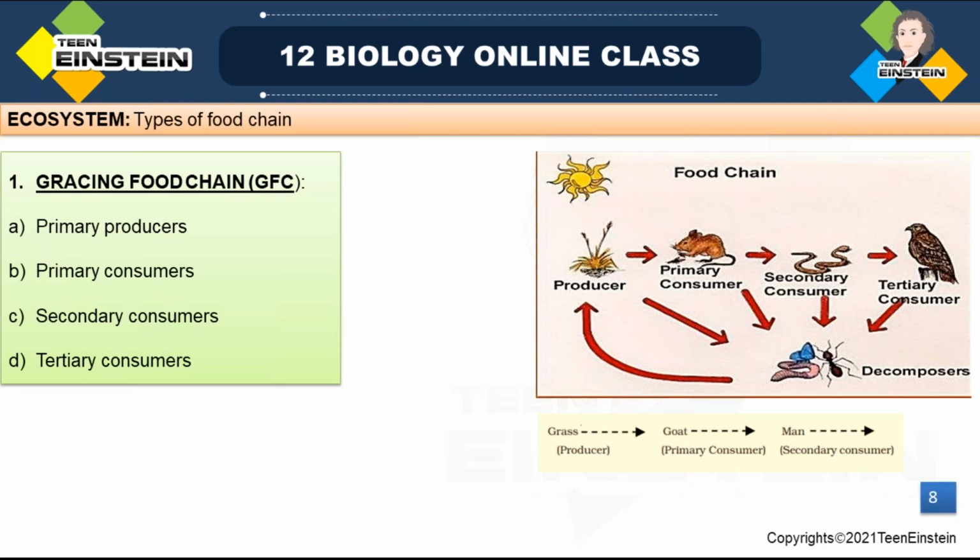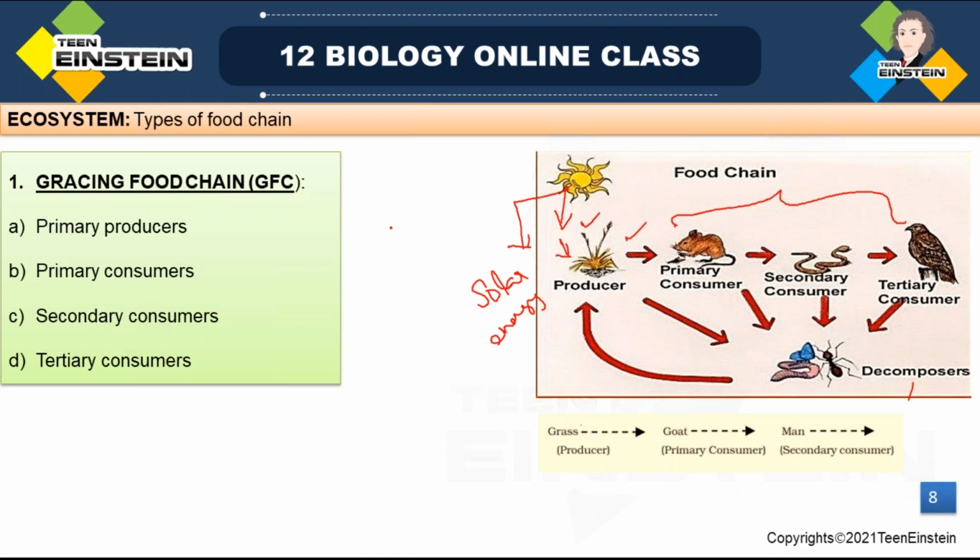Here in GFC or grazing food chain, you can see a producer, then consumer, then decomposer. Here, the source of energy: producers are there, right? In this grazing food chain, producers are there. So how will these producers get energy? From the sun. So here producers are getting solar energy. So grazing food chain consists of producer, consumers, then decomposers.